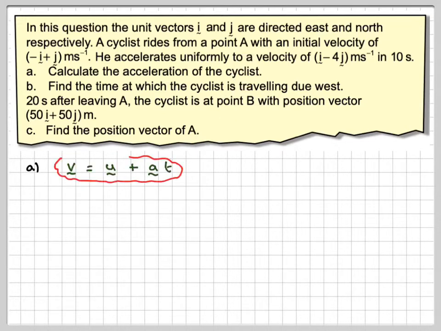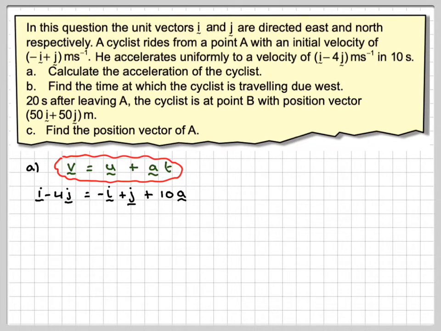Okay, so using the SUVAT equations, but in vector form, vector v is equal to vector u plus vector a times t. So the final velocity is equal to the initial velocity plus the acceleration times time. We're going to have i - 4j, the final velocity, equal to the initial velocity, which is -i + j, plus the acceleration that we need to find times 10, because it's 10 seconds.